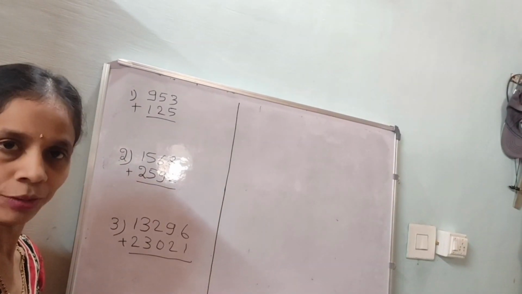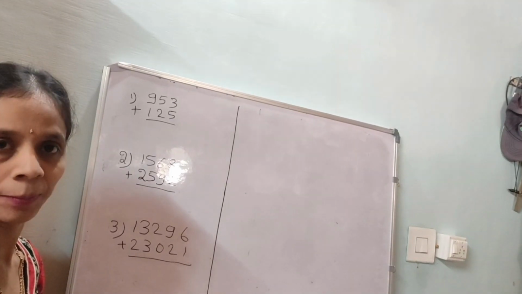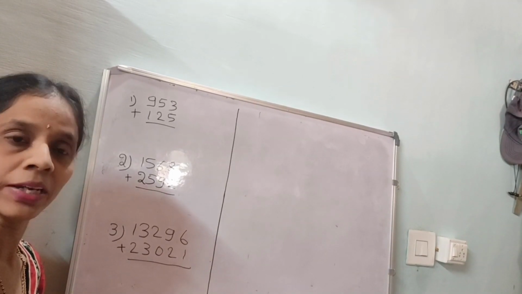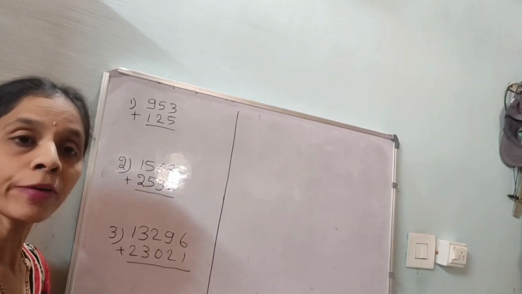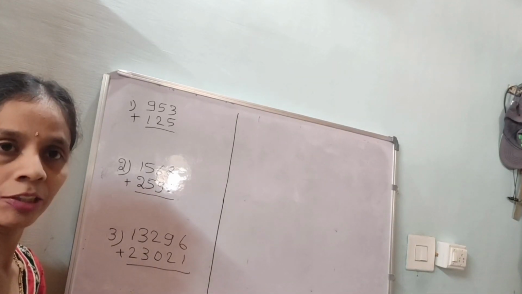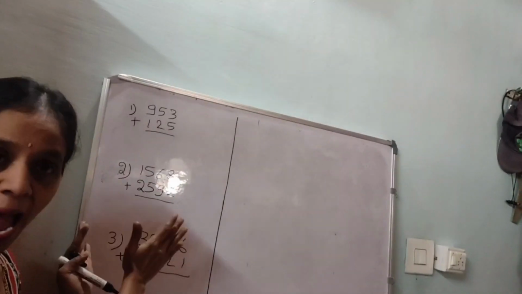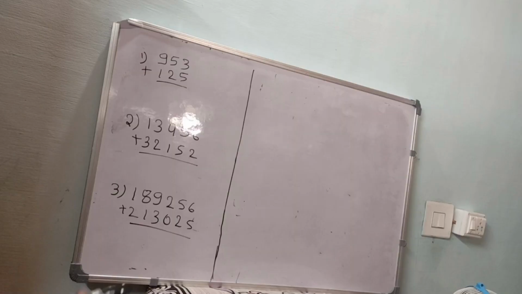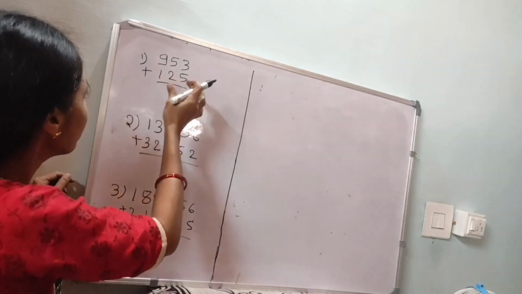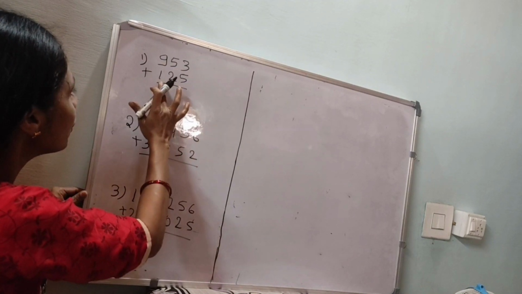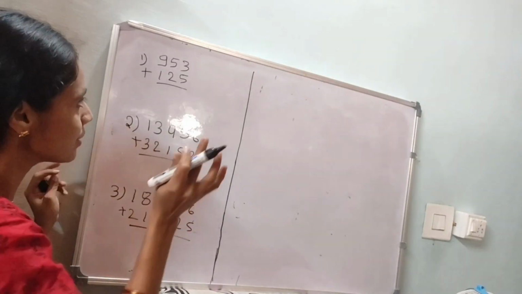Already you know how we can add numbers. In this video, we discuss how we can add easily. Consider the first one: we add 953 and 125 using the simplest method.